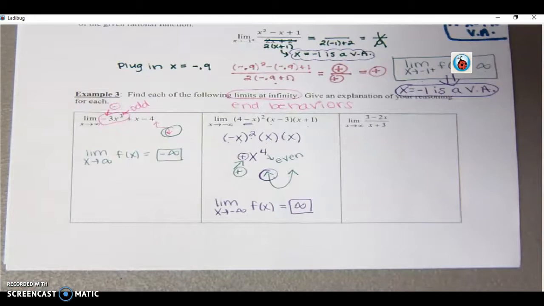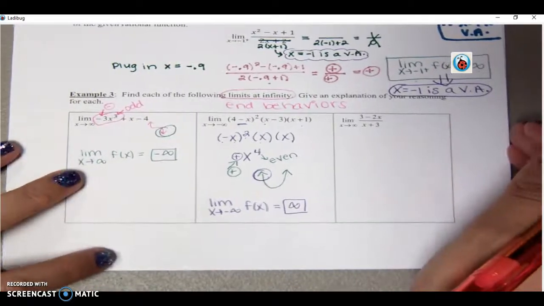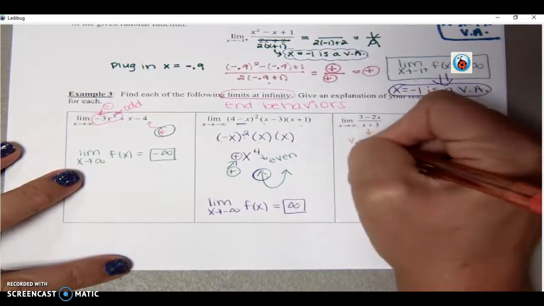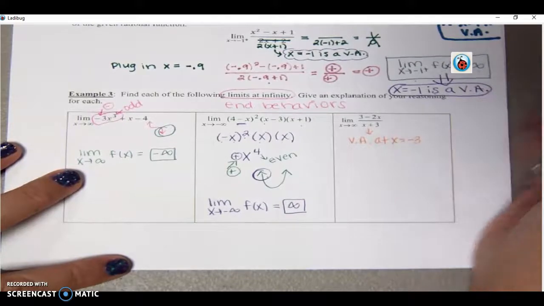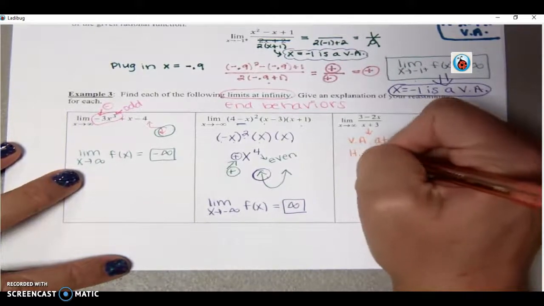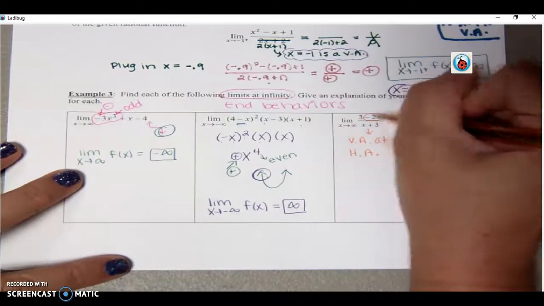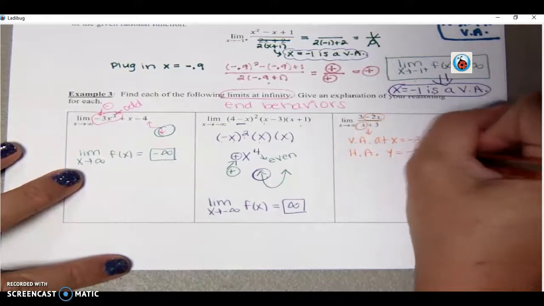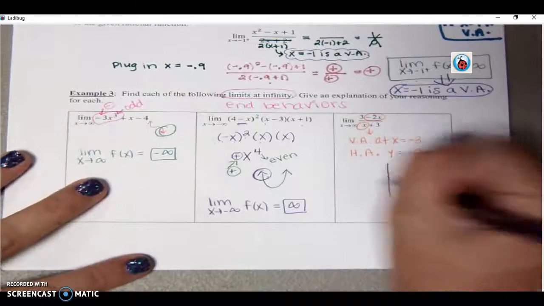Okay, and then this last one here, we have a rational function. So we're just going to kind of sketch the graph here. So rational functions we know have asymptotes. So because it says x plus 3, we have a vertical asymptote at x equals negative 3. And then if you remember, for horizontal asymptotes, they have the same degree, so you're going to use the coefficients. So it would be negative 2 over 1, so your horizontal asymptote would be at negative 2. So let's just sketch this.